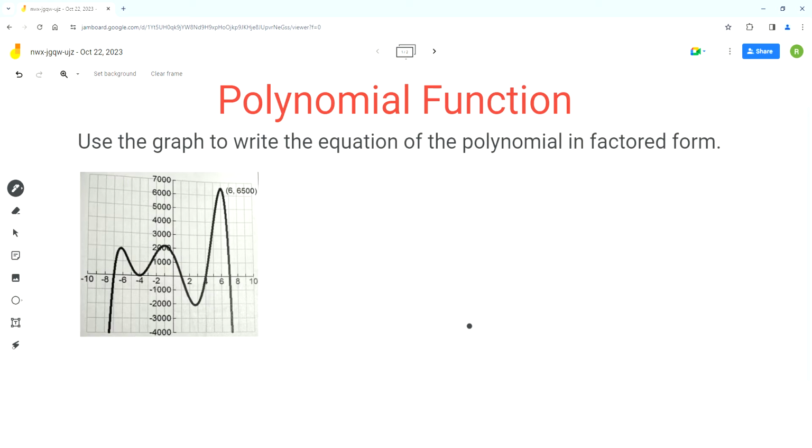Hello everyone. So in this video, we will use this graph to write the equation of the polynomial function in factored form. Now in order to write the equation in factored form, we need to identify the x-intercepts of this graph. So the x-intercepts of this graph are -7.